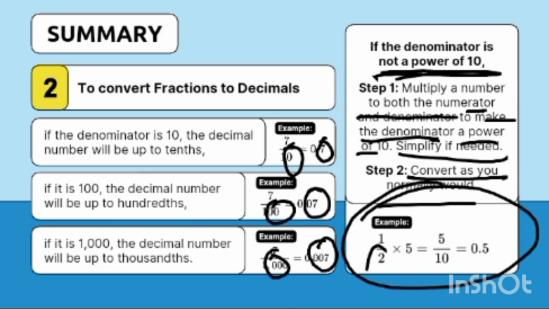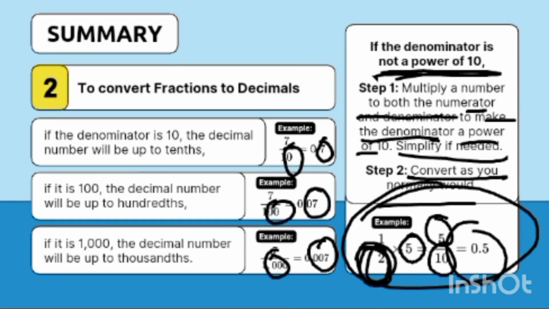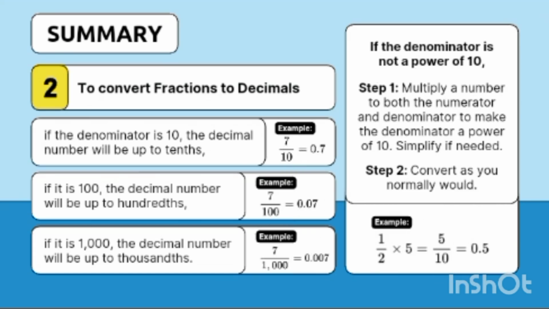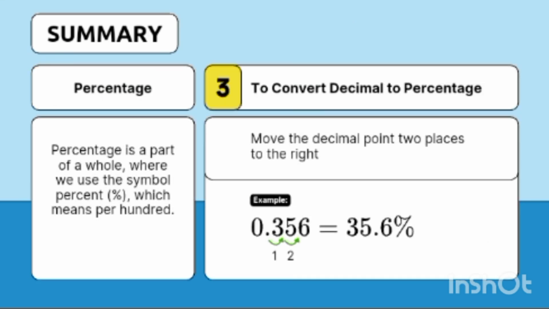If the denominator is not a power of 10, for example if our denominator is 2, this is not a power of 10. We will make it a power of 10 by multiplying by 5. We will get 5 by 10, and we will make it into a fraction. So yeah.